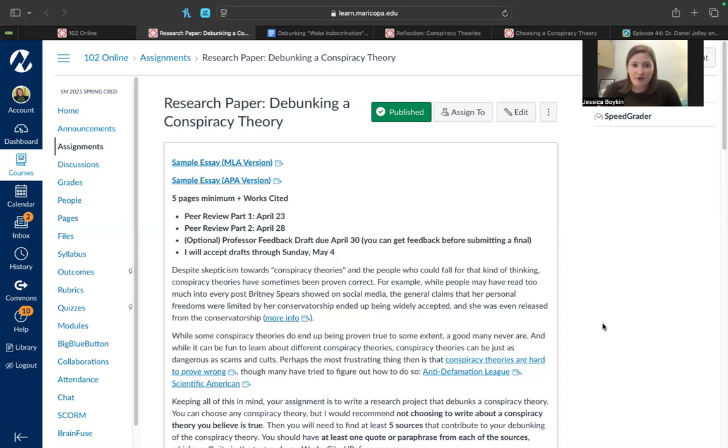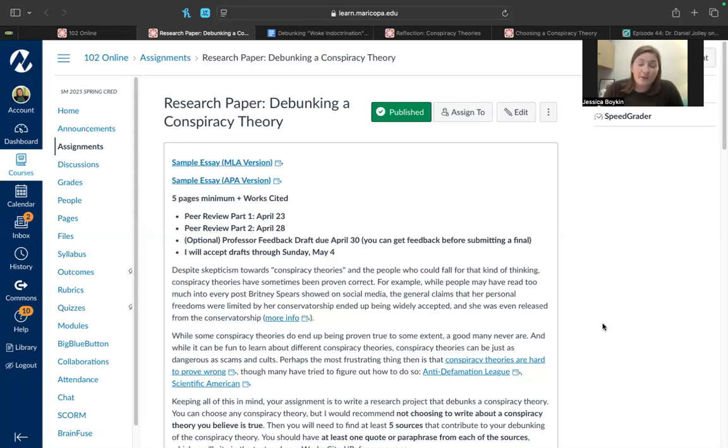It can be any conspiracy theory that you want to write about and research. You're going to get 5 sources about that conspiracy theory that you're going to use to create a researched argument. And the researched argument should be arguing that that conspiracy theory is very likely not true.